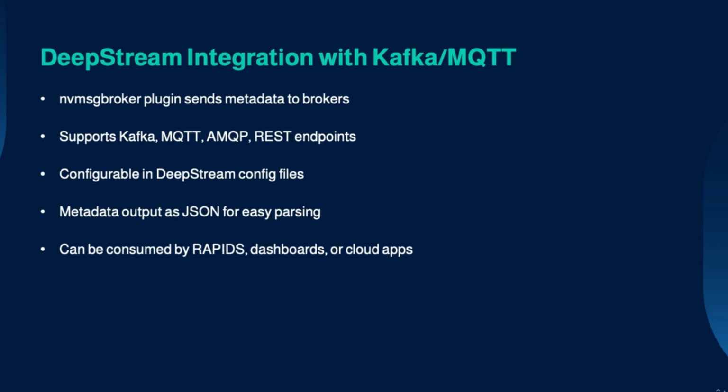DeepStream has built-in support for Kafka, MQTT, and other brokers via the NVMSGBROKER plugin. This plugin can take detection metadata, like object type, coordinates, and confidence scores, and publish it in JSON format to the configured broker. You can choose the broker type in the DeepStream config files, set authentication credentials, and define the topic names. Once published, the data can be consumed by RAPIDS for further GPU analytics, fed into a visualization dashboard, or ingested by a cloud application for decision-making.